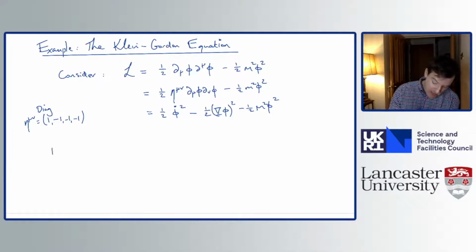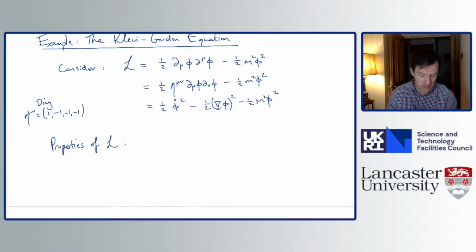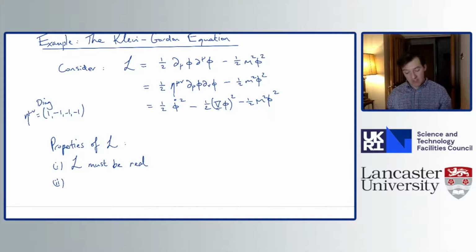There are some properties that this Lagrange density has, and which, in fact, all Lagrange densities should have. First of all, L should be real. In this case, this is trivially satisfied because we're working with real scalar fields. So our fields are real, satisfied trivially in this case, but in more complex scenarios, we must arrange it so that L is a real function.